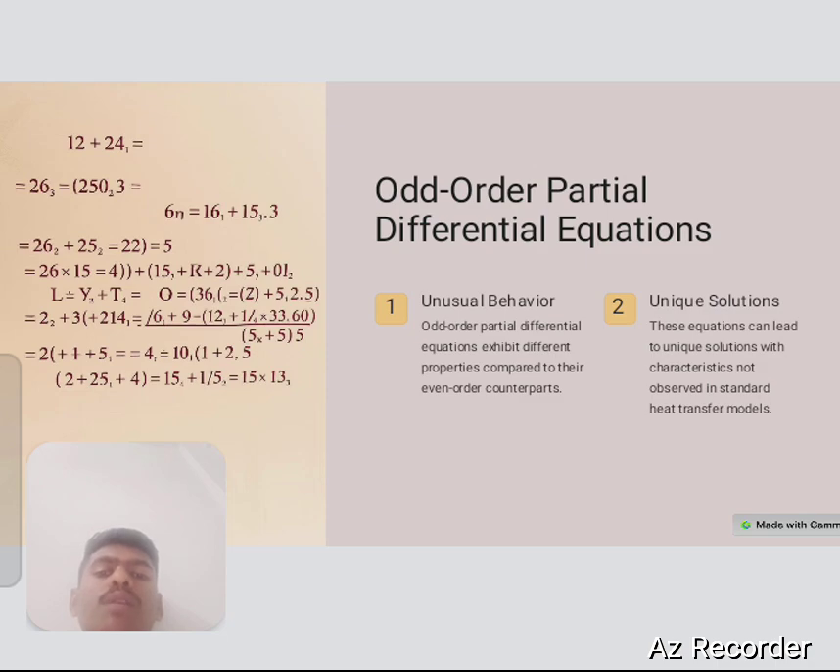Let's move on to the odd order partial differential equations. They have two aspects, unusual behavior and unique solutions. Odd order partial differential equations exhibit different properties compared to their even order counterparts in unusual behavior. In the unique solutions, these equations can lead to unique solutions with characteristics not observed in standard heat transfer models.